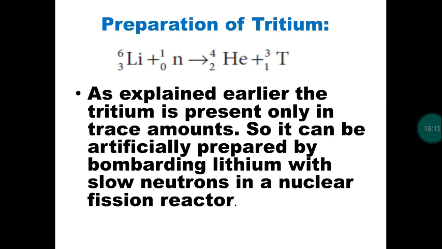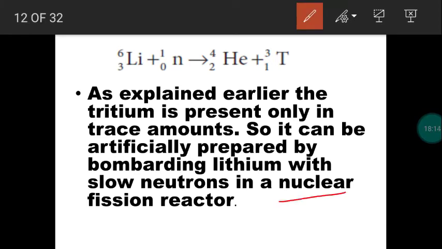So in a nuclear fission reactor, we are going to bombard slow neutrons on lithium particle. When slow neutrons, so this is the symbol of a neutron, a chargeless particle.